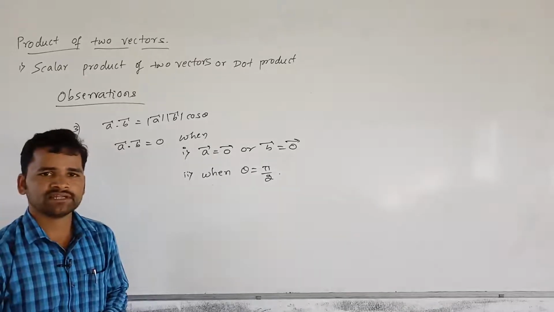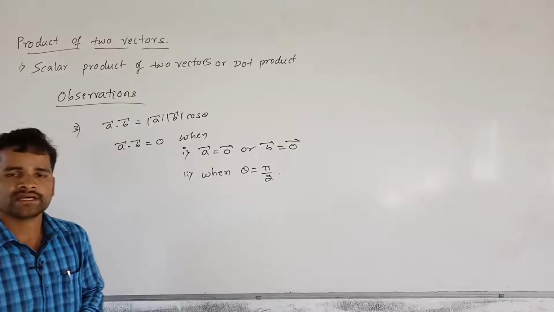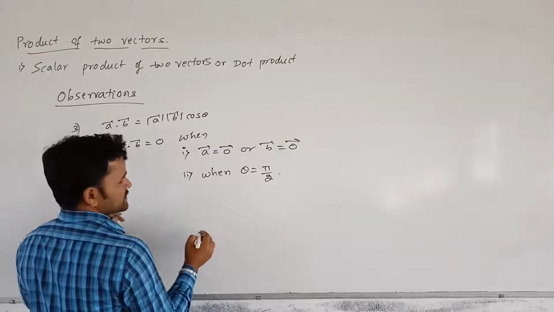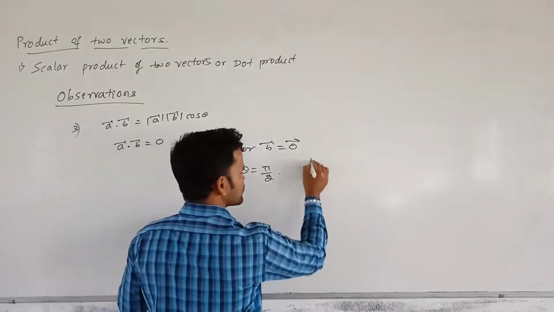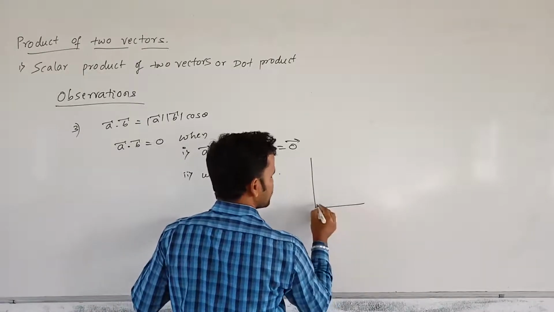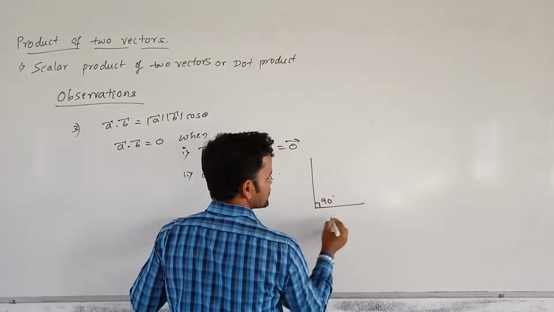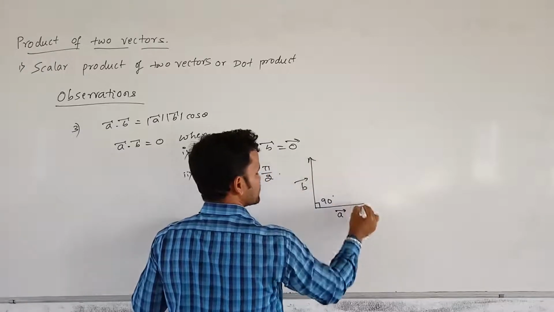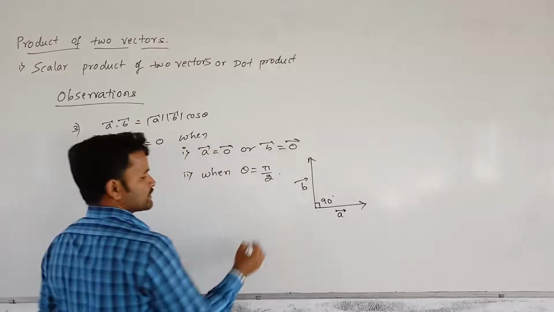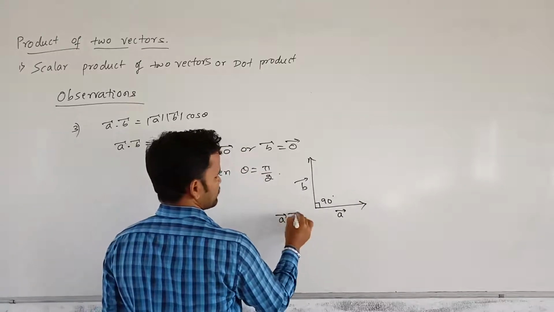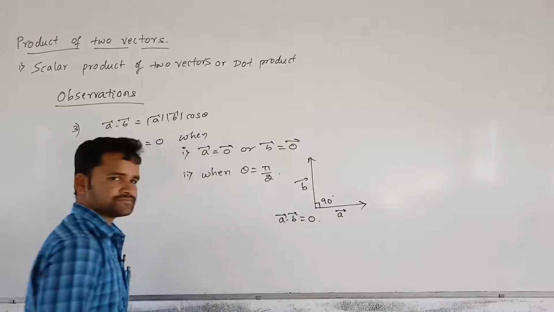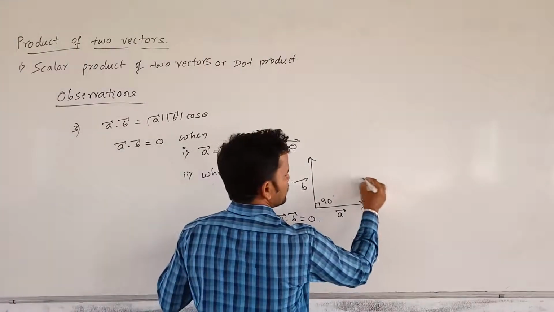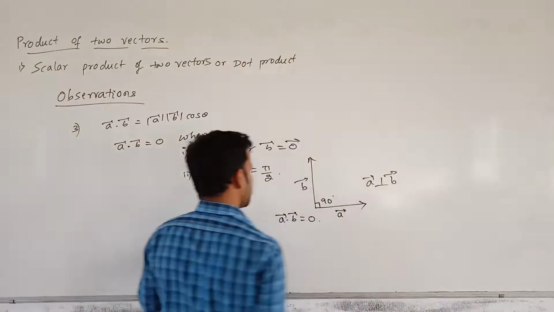What is cos 90 degree value? Cos 90 degree value is 0. Therefore, A dot B is equal to 0. How will the vectors be here? Vectors will be perpendicular to each other. This is 90 degree, here is vector A and here is vector B. In this case, dot product will be 0. A dot B will be equal to 0, means vector A is perpendicular to vector B.